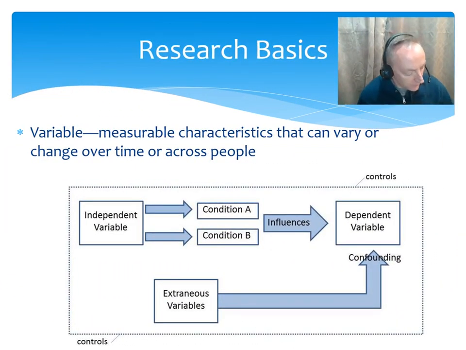All right, so now we're going to talk about some terms you need to be able to understand in research, and the first is variable. Variable simply means something that you're going to measure in your research. Something that can, like the name suggests, vary. It could vary over time. It could vary between groups of people. So that is the definition of a variable.